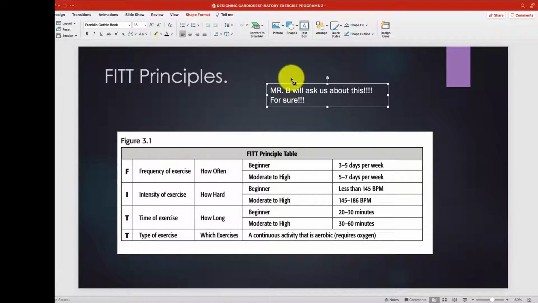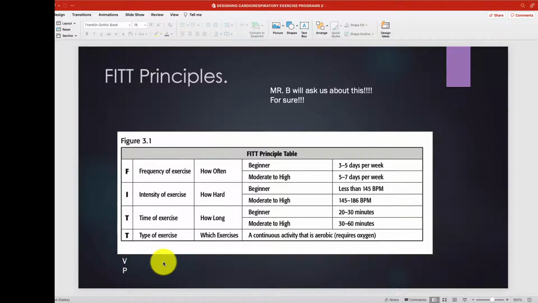So let's just throw this in here so that we see a V and a P, and this will come later. So it's going to be FIT VP, and this stands for volume and this stands for progression. So I can even put it like this to make it look prettier. Now it looks like it kind of belongs. There you go. Let's line it all up, and there you go. It fits perfectly. Okay.